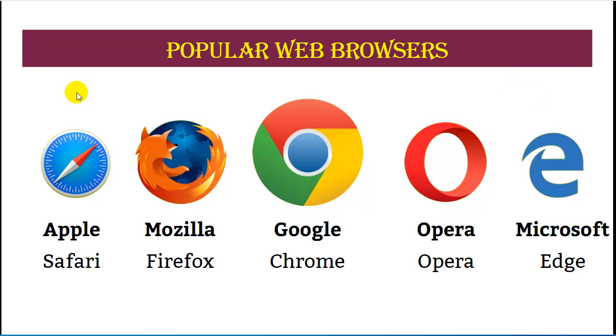So the Apple company makes a web browser. They call theirs Safari. Mozilla is a company, and they make a product called Firefox. Google is a company, and they make a web browser called Chrome. Opera Software is a company, and they make a web browser called Opera. And Microsoft is a company, and they make a web browser called Edge.